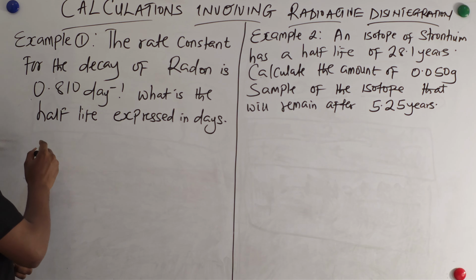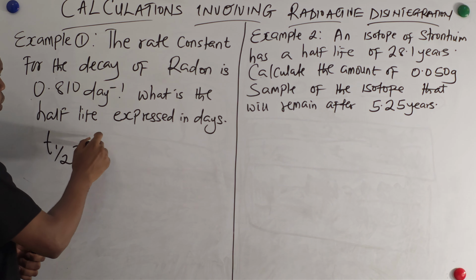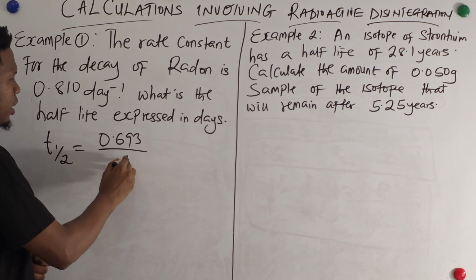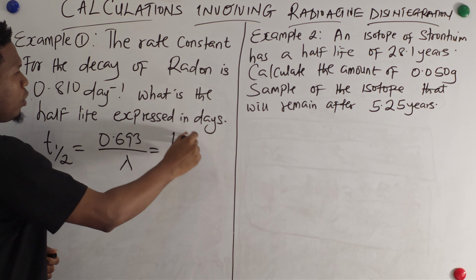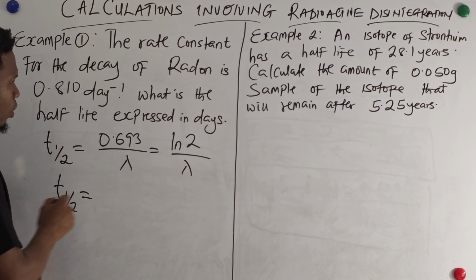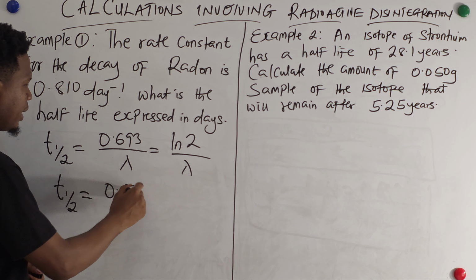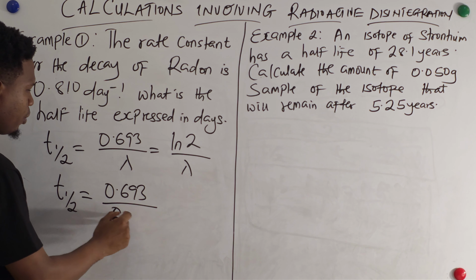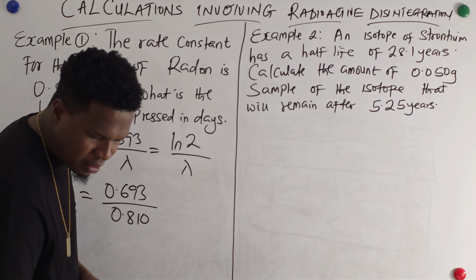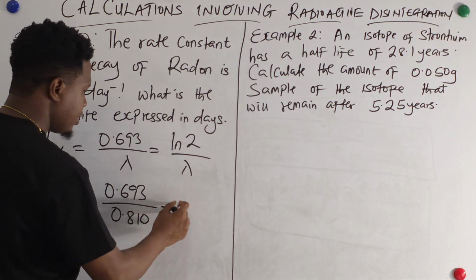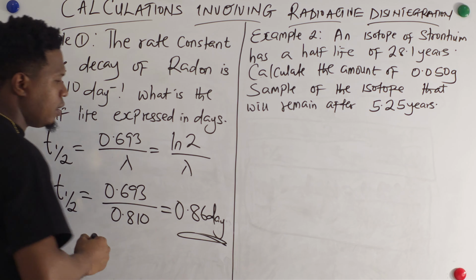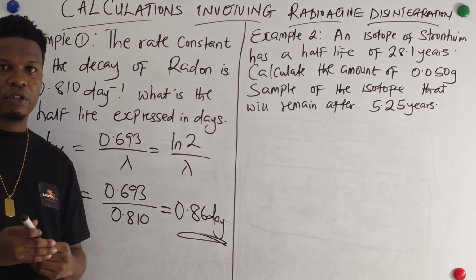Remember that half-life is equal to 0.693 over the decay constant, which is the same thing as natural log of 2 over the decay constant. So T half will be equal to 0.693 all over 0.810. When you divide 0.693 by 0.81, you get 0.86 days. So this is the half-life.